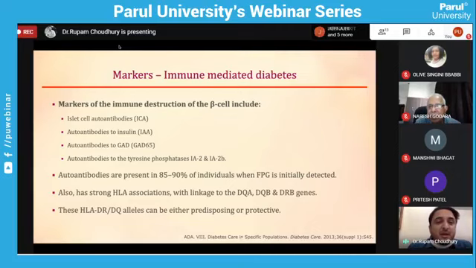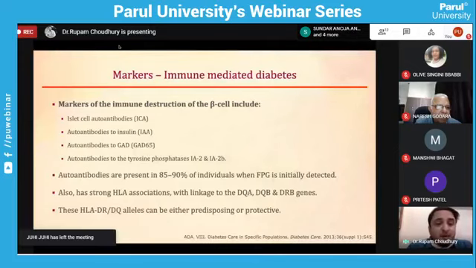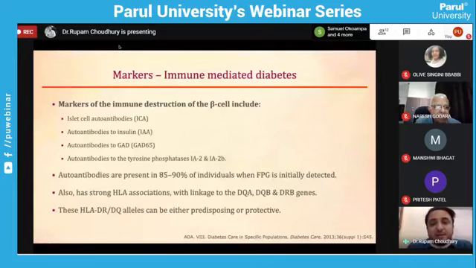Islet cell autoantibodies disappear very early, but GAD remains in the patient, and you can assess that GAD to diagnose the patient with type 1 diabetes mellitus. Again, autoantibodies to tyrosine phosphatase can also be seen in laboratories in those patients. Autoantibodies are present in 85 to 90% of individuals when fasting plasma glucose is detected initially, and there are also strong HLA associations with linkage to the DQA, DQB, and DRB genes.